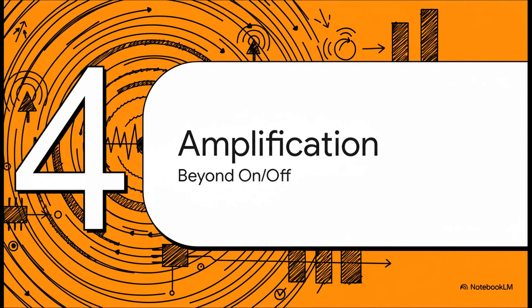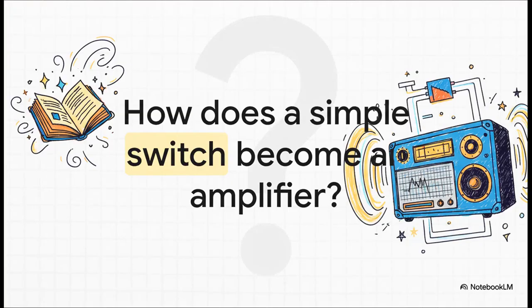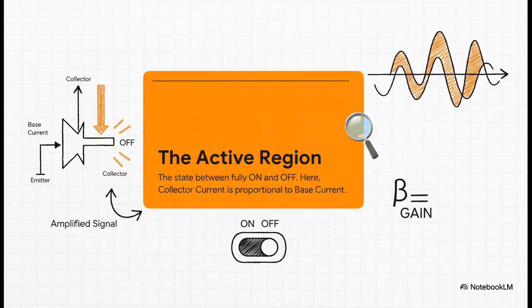But wait, there's more. A transistor isn't just a simple on or off switch. It has a second, equally amazing ability. It can amplify things. This part always feels a bit like magic, doesn't it? How can something that's basically just on or off also make a signal stronger? You know, like turning up the volume on a speaker? Well, the secret is a special state called the active region.